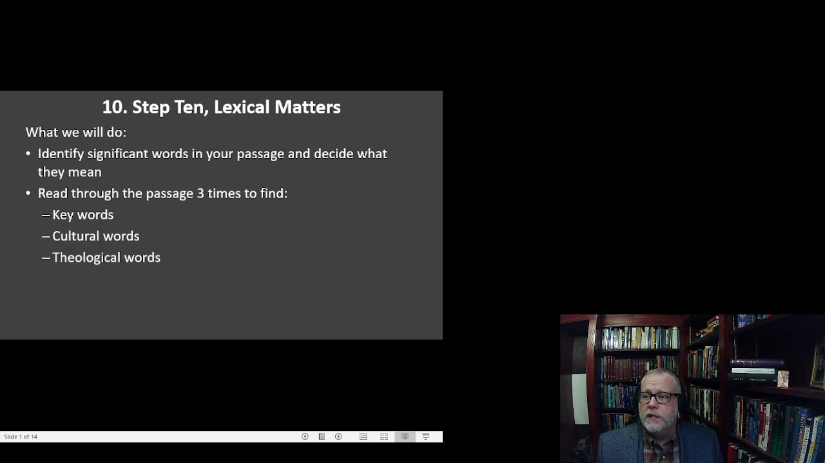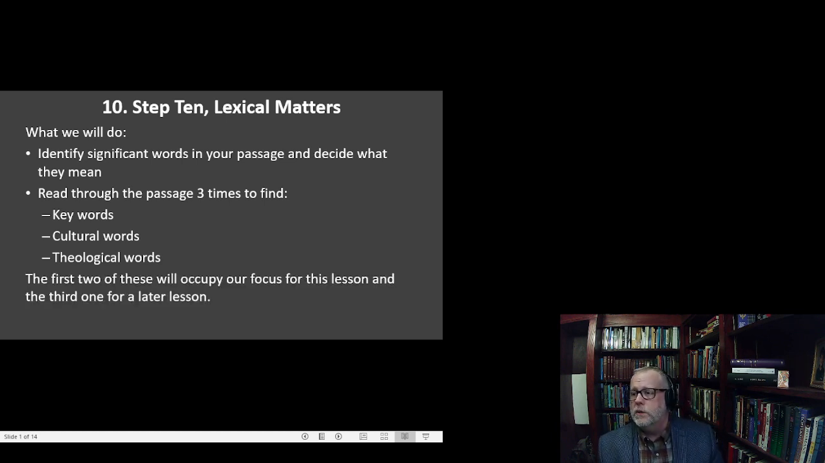So you're looking for keywords, cultural words, and theological words. The first time through, look for keywords. Second time through, look for cultural words. Third time through, look for theological words. Make a list and the verse number where you find them. Okay, the first of these two will occupy our focus for this lesson, and the theological words are going to be on a separate video, and they get turned in on a separate date. It's just massive if you try to do all these 3 at once.